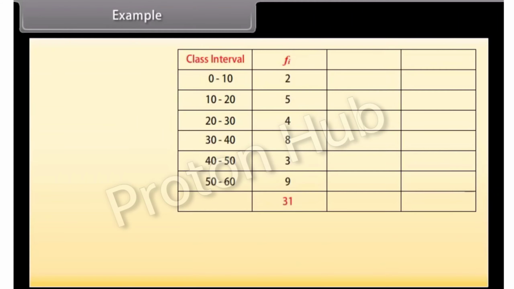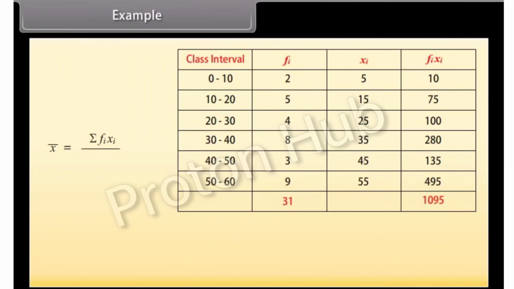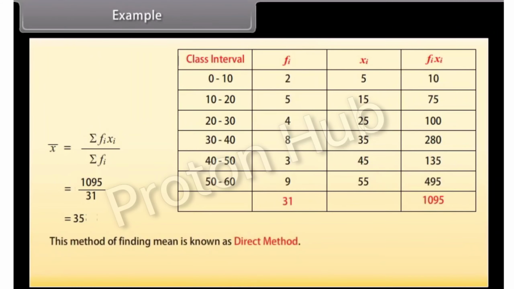And then we have written the class mark for each class interval and denoted them as xi, and then found the product of fi and xi. And finally, we find the mean using the formula x bar equals summation of the product fi and xi divided by summation of fi, which equals 1095 by 31, which is equal to 35. This method of finding mean is known as direct method.